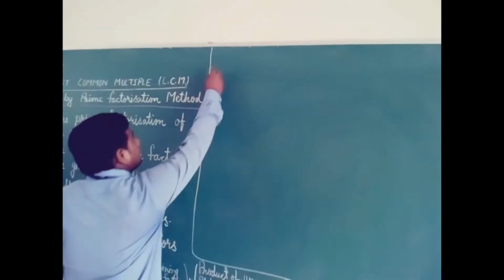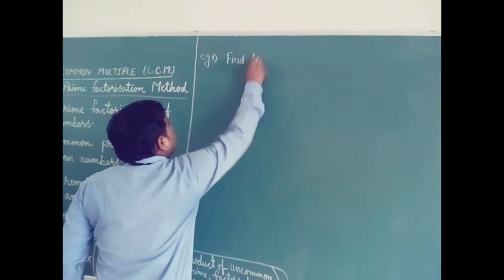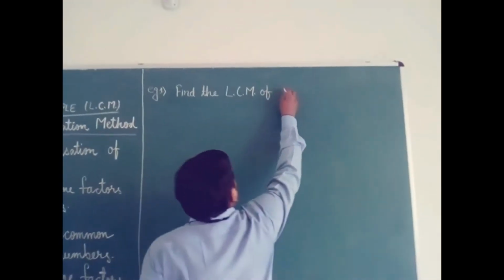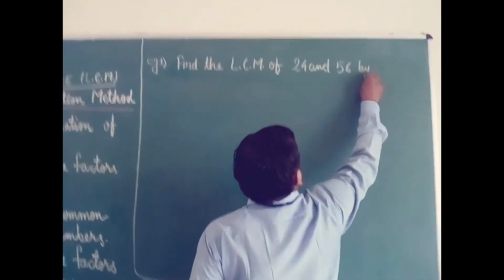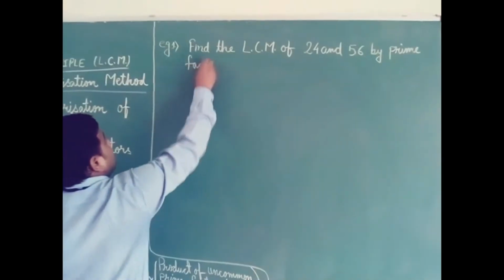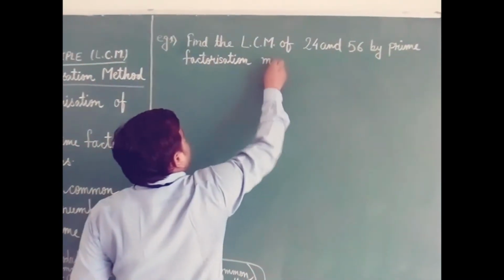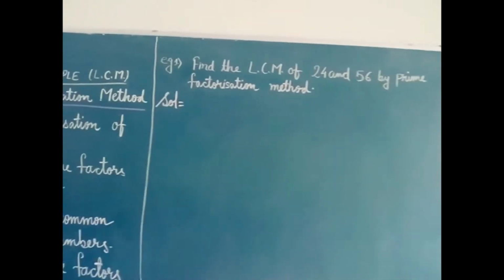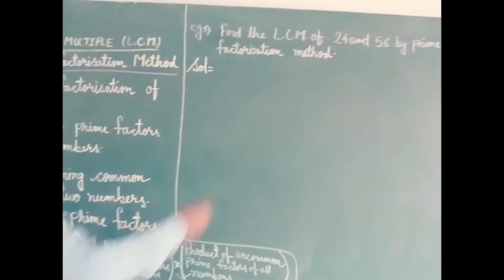See the example. Find the LCM of 24 and 56 by prime factorization. Step 1, find the prime factorization of the given numbers. So we find the prime factorization of 24.